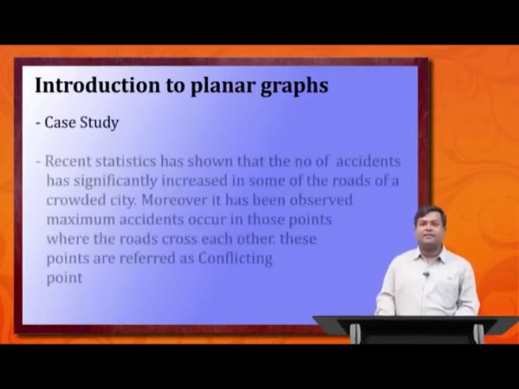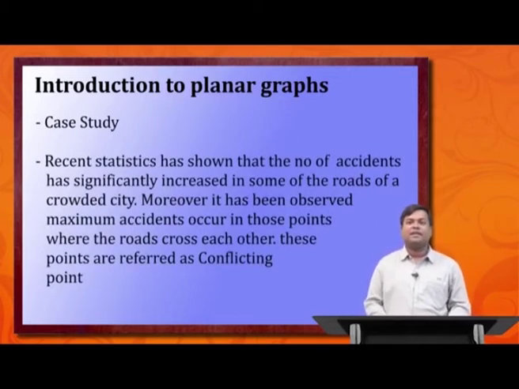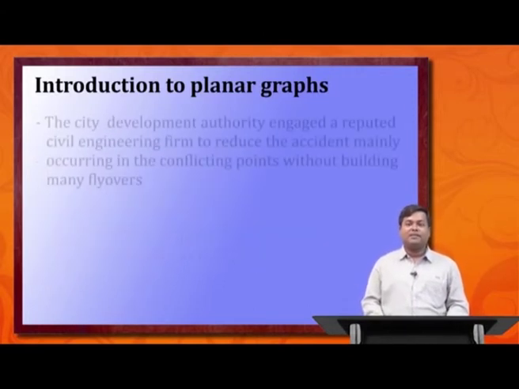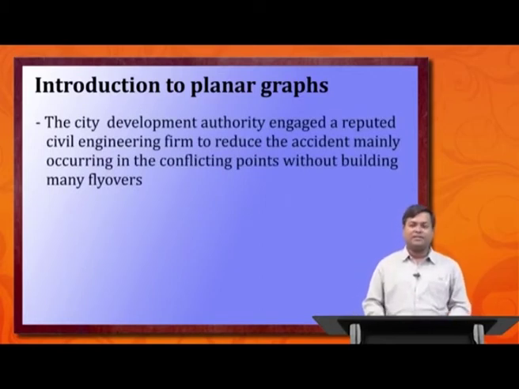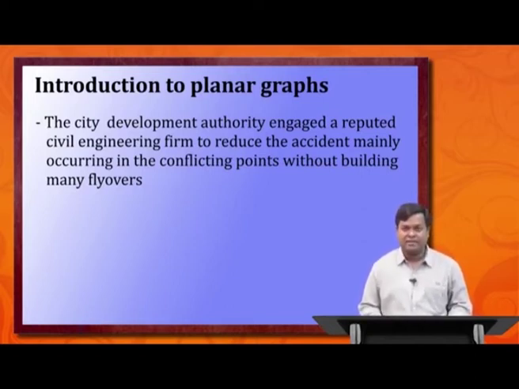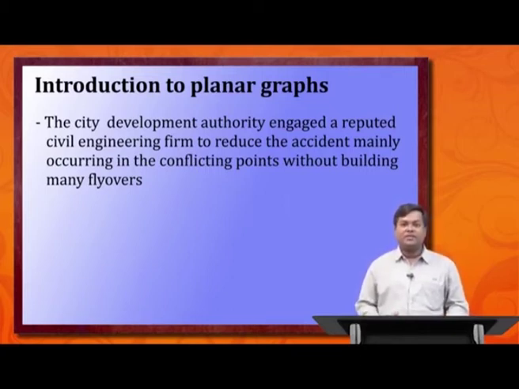The case study is, recent statistics have shown that the number of accidents has significantly increased on some of the roads of a crowded city. Moreover, it has been observed that maximum accidents occur at those points where the roads cross each other. These points are referred to as conflicting points. The City Development Authority engaged a reputed civil engineering firm to reduce the accidents mainly occurring at the conflicting points without building many more flyovers. Now this is the problem statement and the engineering firm needs to resolve that issue.